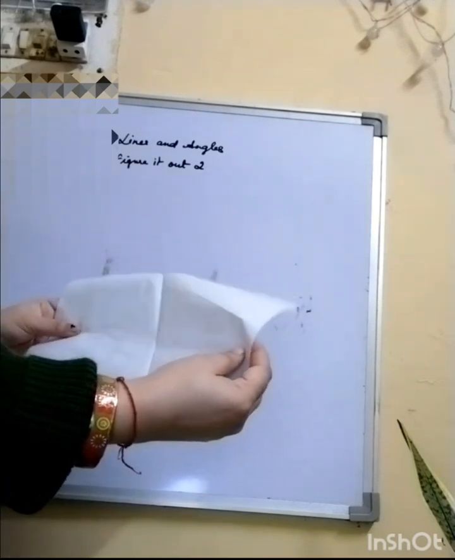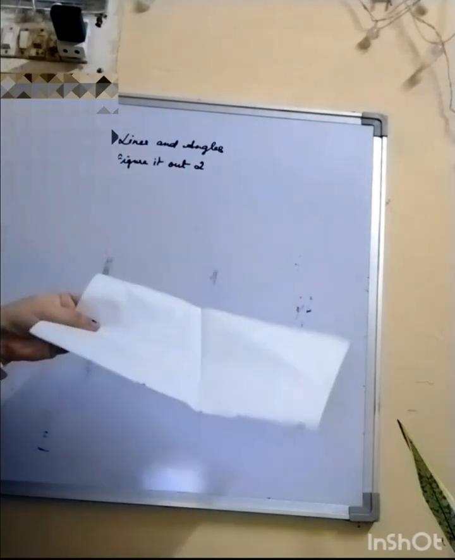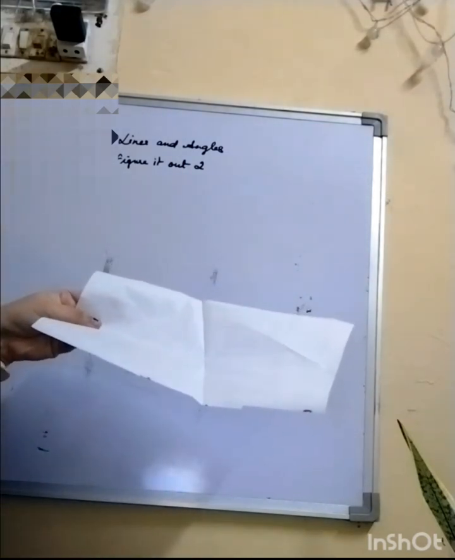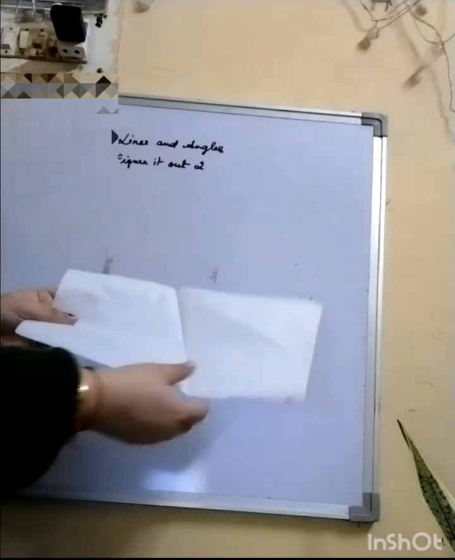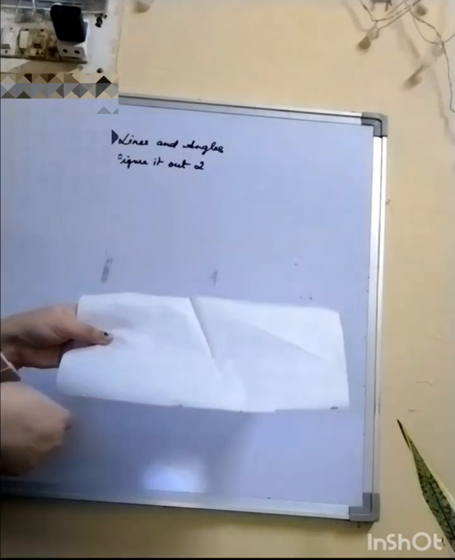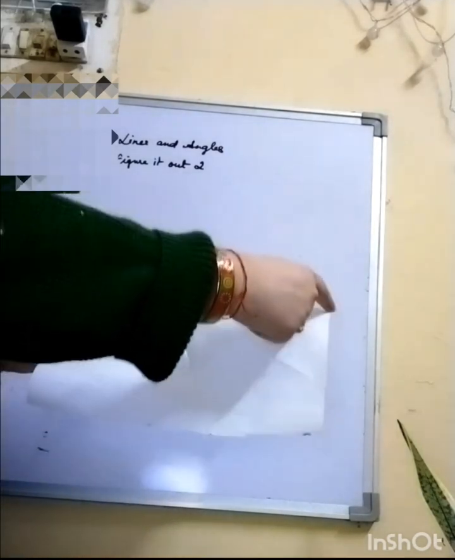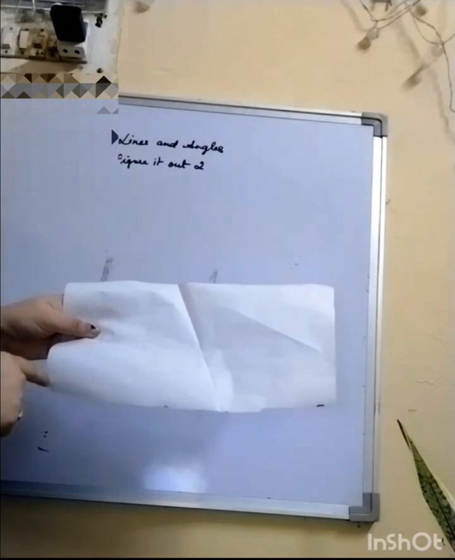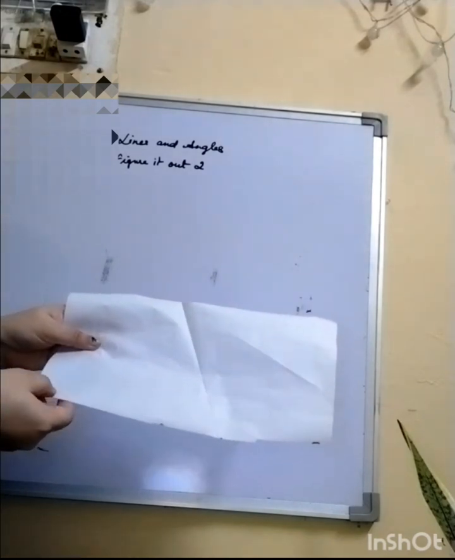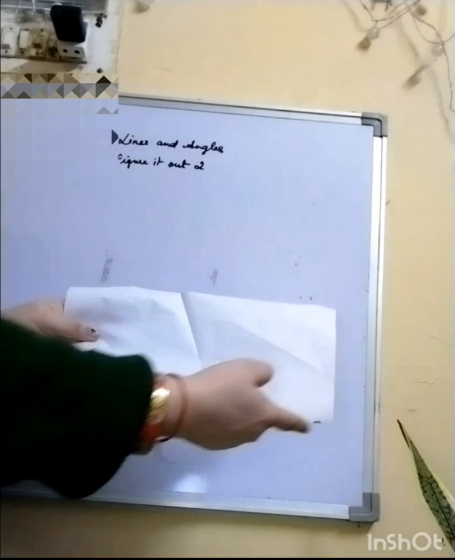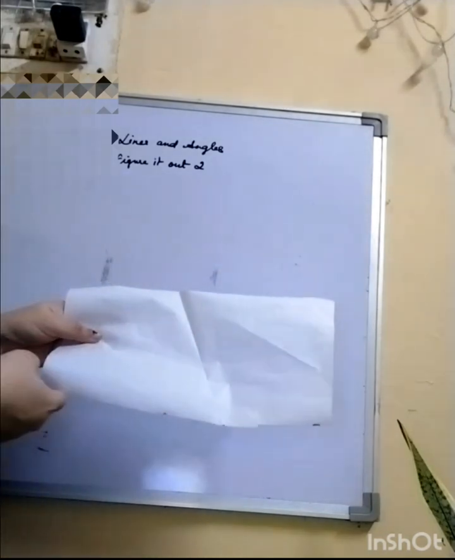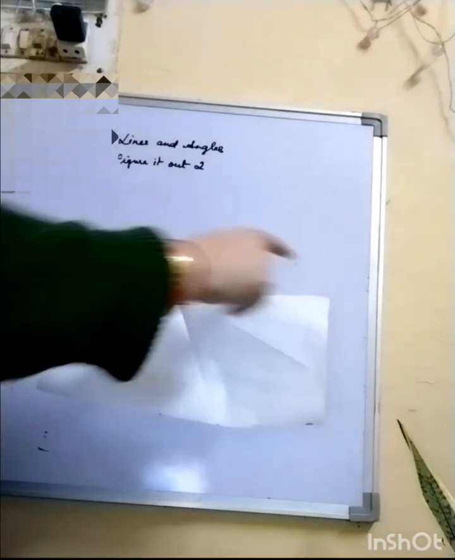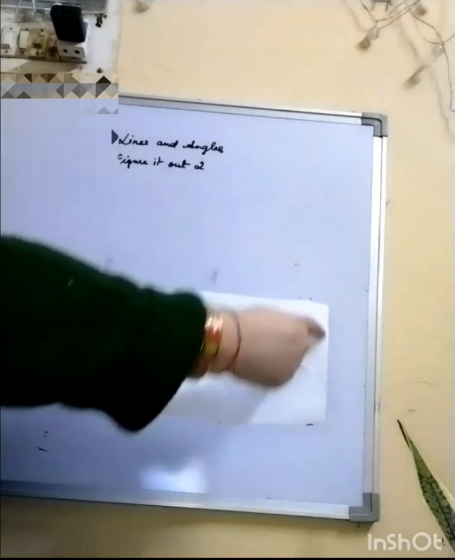Now what it is saying is to name and compare the angles formed between the fold and the sides of the paper. Now what are the sides of the paper? These 4 sides are forming the rectangular sheet of paper. This is the bottom side, this is the upper, this is the left side, and this is the right side.